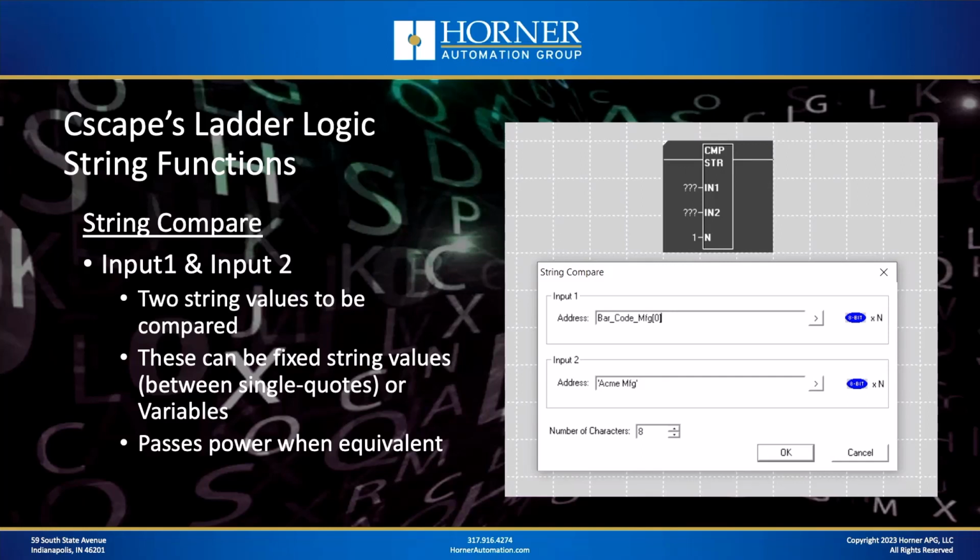Now, the inputs for this function block can either be variables, or they can be just fixed string values within single quotes. So on the screen there, we're checking to see if the contents of barcode manufacturer, that particular byte array, is equivalent to Acme Manufacturing as written between single quotes there, those 8 characters. If those 8 characters are a match between those two strings, then that function block is going to pass power.